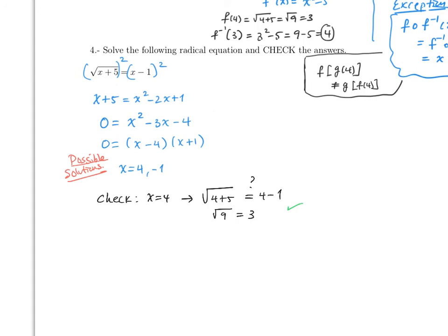What about the second one? If x is equal to negative 1. So the square root of negative 1 plus 5 is equal to negative 1 minus 1. Or is the square root of 4 equal to negative 2? So that's the question. Now the square root of 4 is 2, so 2 clearly is not equal to negative 2. So that means this one doesn't work. So the only solution then is 4, and the second one doesn't work. And that's it.